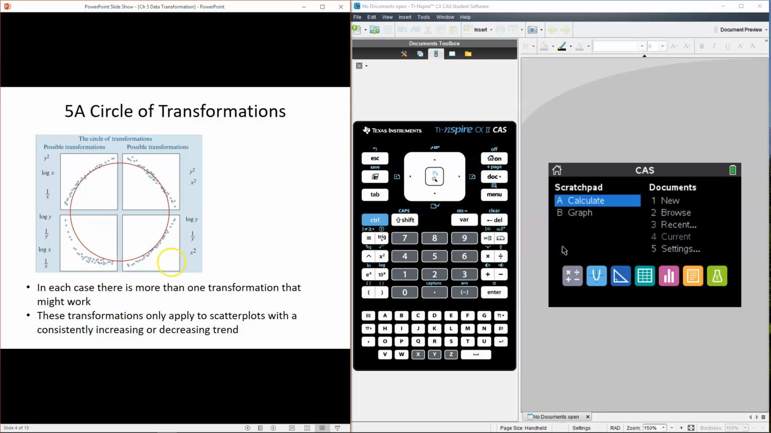And the other thing to make note of is that these transformations only apply to scatter plots with a consistently increasing or decreasing trend, okay? And you'll see what I mean on the next slide when we look at some examples.